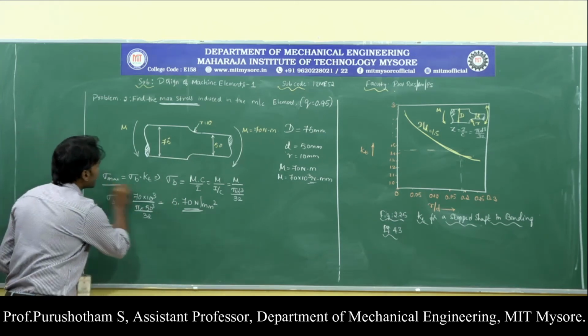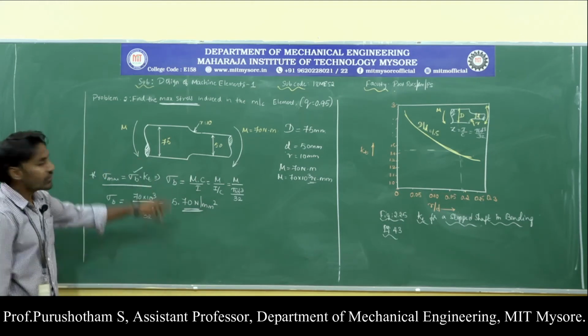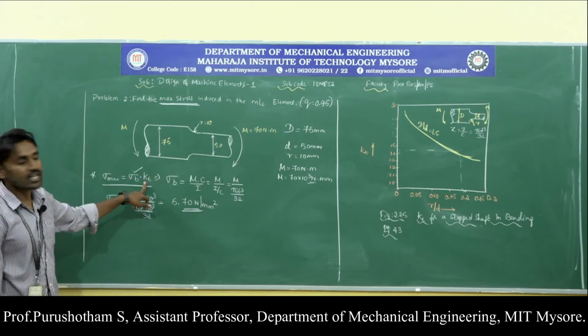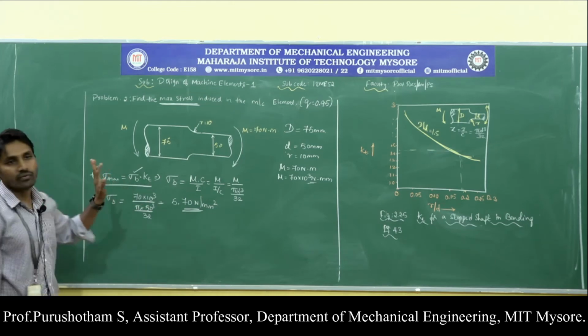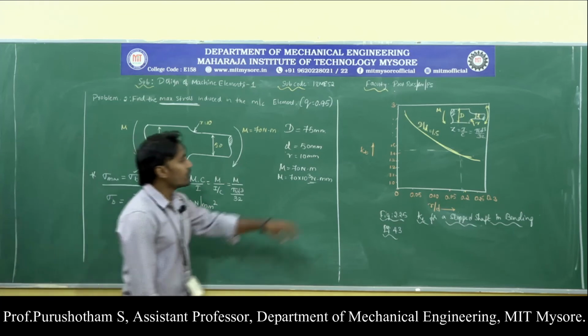Now, in this equation, we need to find out the sigma max. Now I know the value of sigma b. If you are able to calculate the stress concentration value, then we can easily find out the maximum stress induced. To find out the KT value, I am referring to this figure.